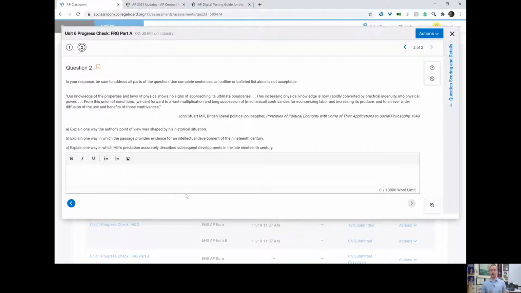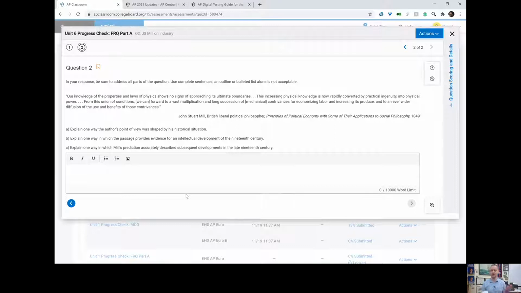In prompt A, it is asking for the author's point of view. It says, explain one way in which the author's point of view was shaped by his historical situation. Okay, now hold on, let's just stop right there. That sounds an awful lot like sourcing on a DBQ, doesn't it? Yeah, you know why? Because it's like the same thing. It's weird how the College Board asks you to do similar tasks for different types of writing.